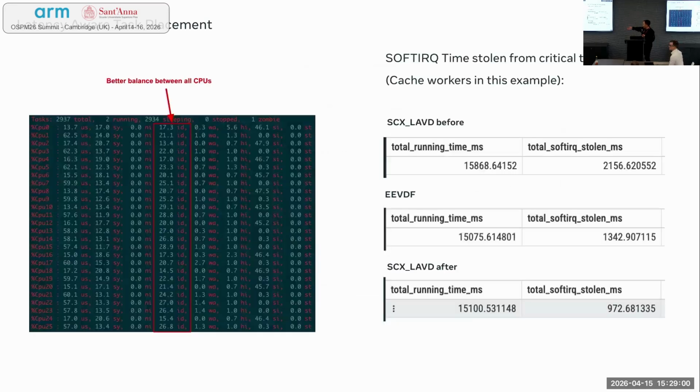And this is the result after adding this. On the very left, you'll see that compared to before, LAVD was really struggling on the CPUs that have a lot of IRQ work on them. But now you can see the work being more distributed between each of the CPUs. And then this is a Perfetto trace: if we sample how much time is being stolen from those particular workers, this is the before and after improvement.